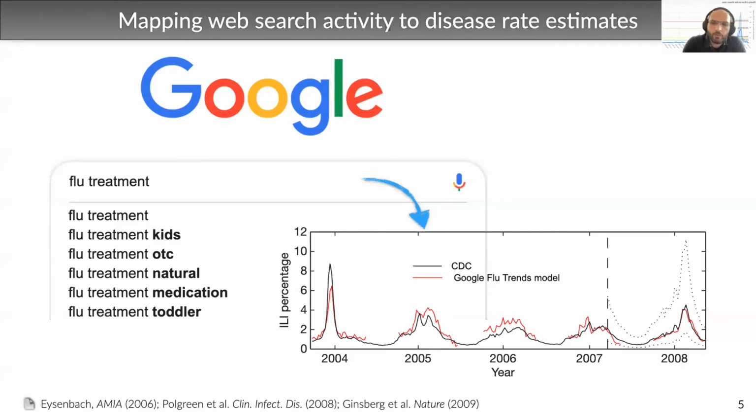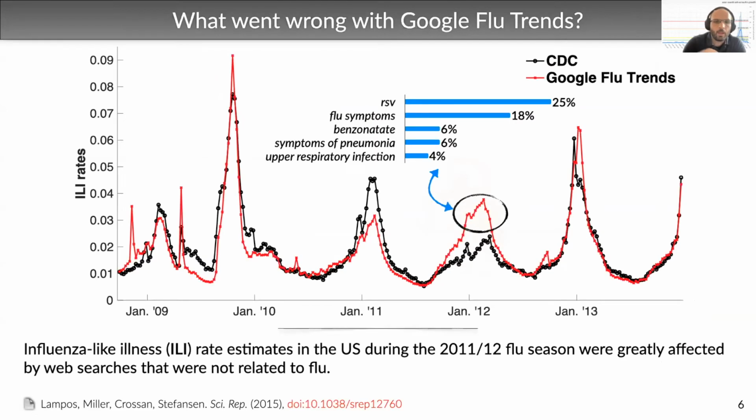Here's an example of non-traditional epidemiology that you're probably aware of. The intuition is the following. If web searches are indicative of a health status of a user, then at national scale, the frequency of certain search queries could be indicative of the rate of a disease. Gunther Eisenbach and others proposed this first, but Google Flu Trends was the most popular application of this paradigm. Google Flu Trends is a supervised learning model that maps the frequency of certain web searches to influenza-like illness rates.